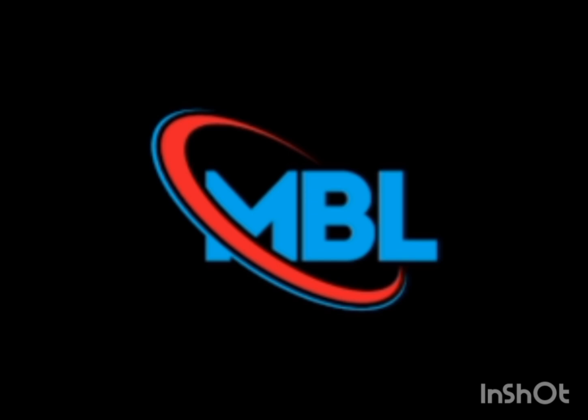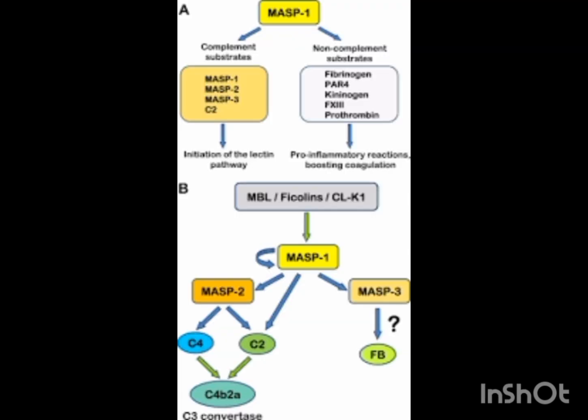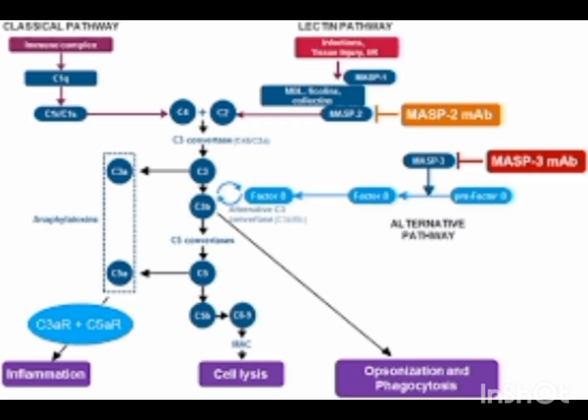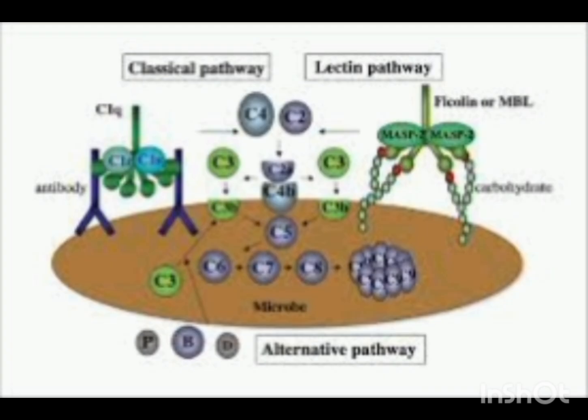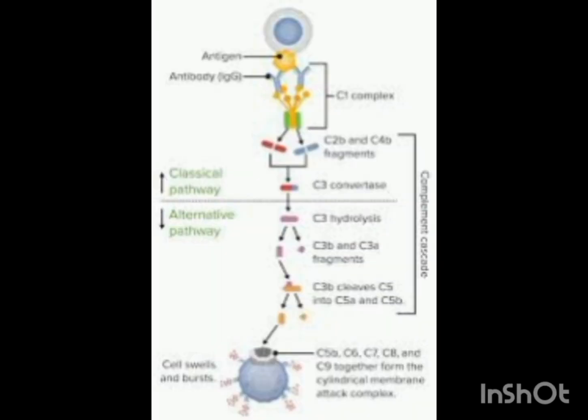The lectin pathway is activated by binding of mannose-binding lectin to carbohydrate patterns, activated by MBL and MASPs, which are proteins that activate the pathway. And in the alternative pathway, there is spontaneous hydrolysis of C3 to C3b, allowing it to bind pathogens. And in this photo, we can see how they bind to pathogens by the cleavage of C3 into C3a and C3b.